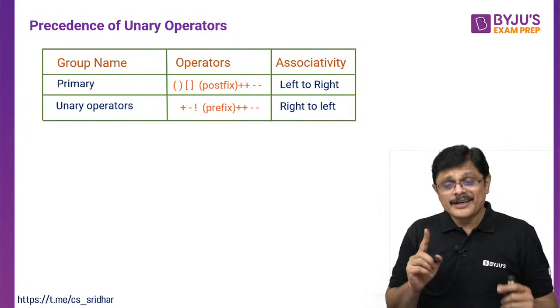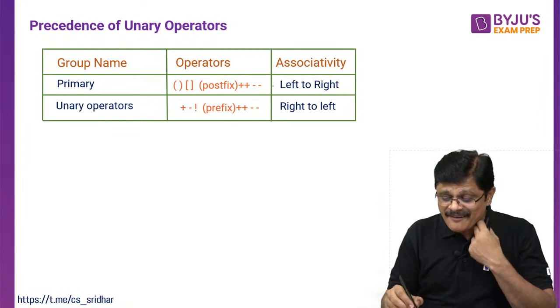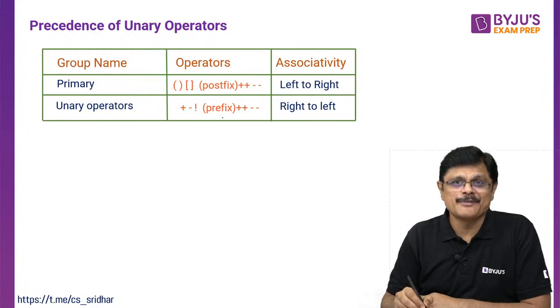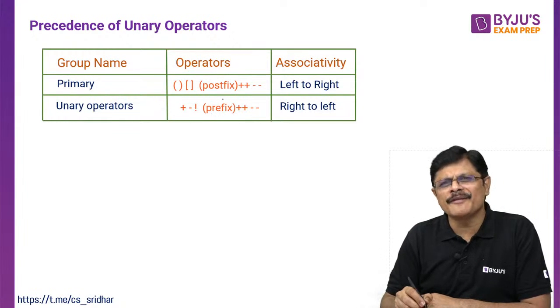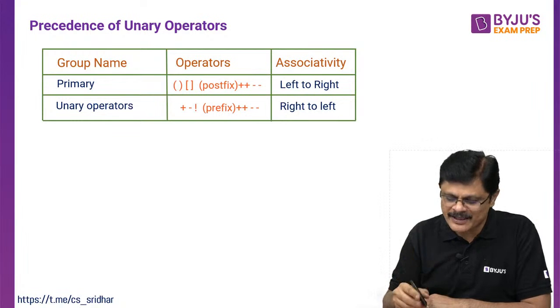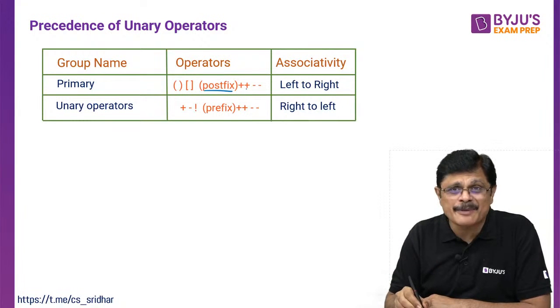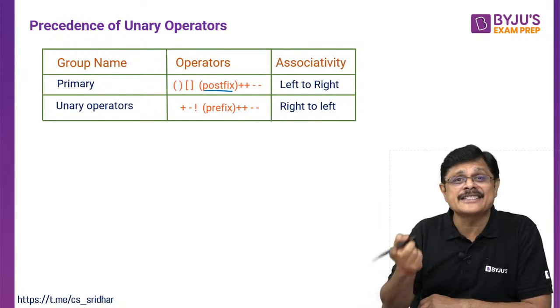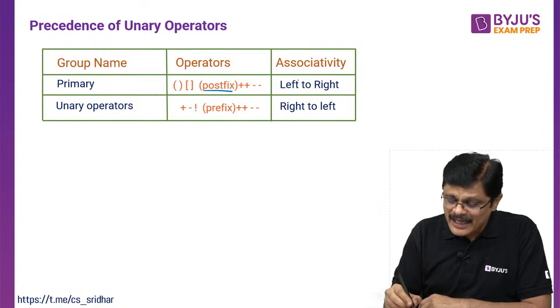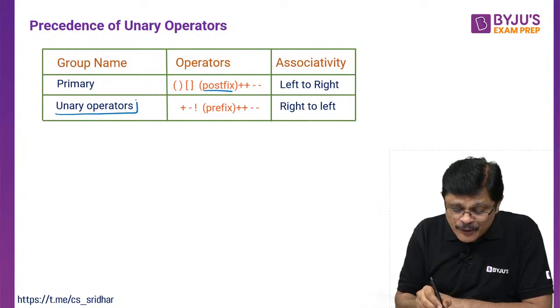And of course, postfix has higher precedence than prefix, my dear friends. These are useful only when you talk about pointers, where we generally use them. But please remember, postfix plus plus has higher precedence than prefix plus plus and minus minus. Am I clear? And these prefix fellows are unary operators.